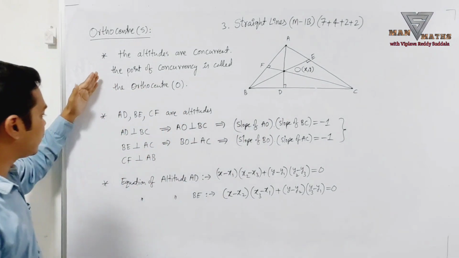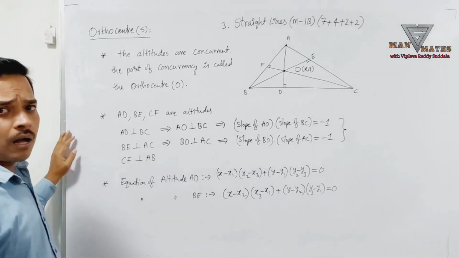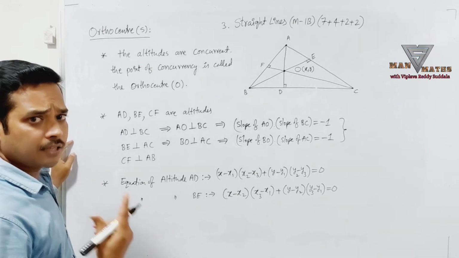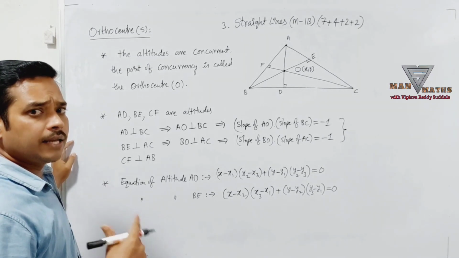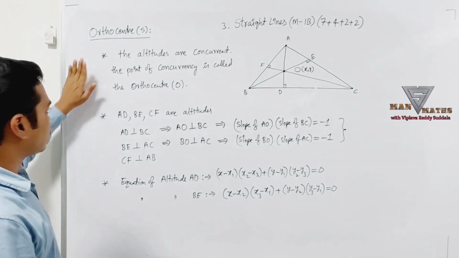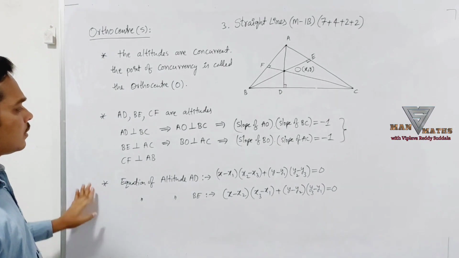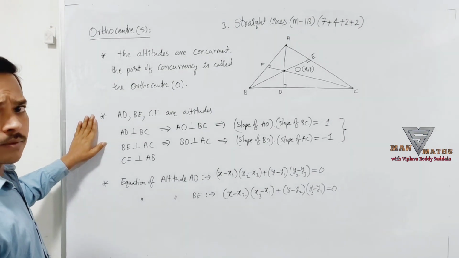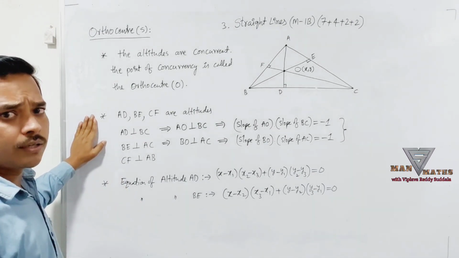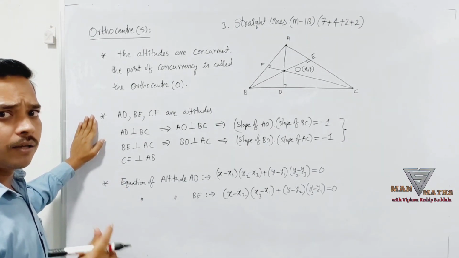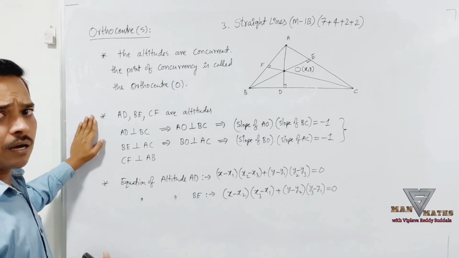So by using these three methods, we can find the orthocenter if you know the three vertices of a triangle or the three equations of the triangle. This is the first method. This is the second method. This is the third method. By using these three methods, we can find the orthocenter when given three vertices or three equations.